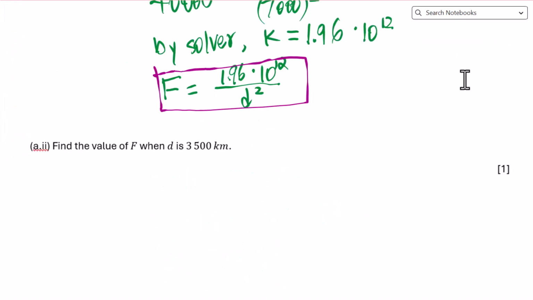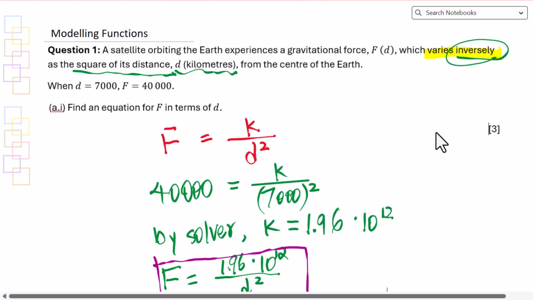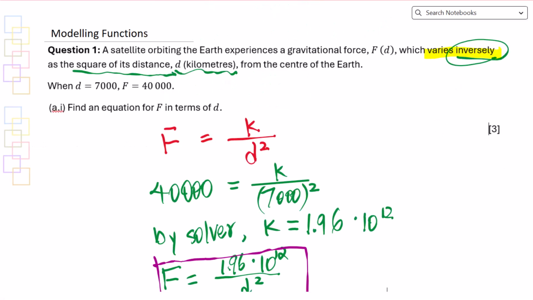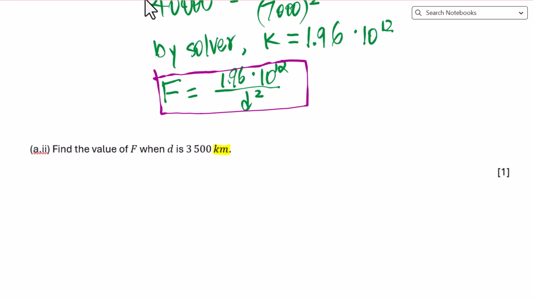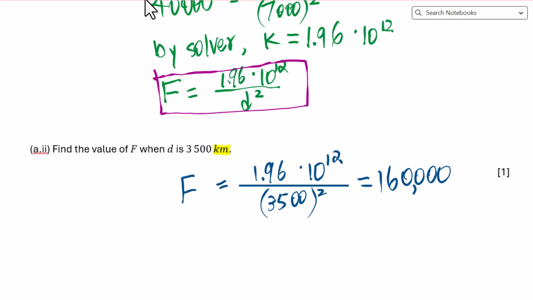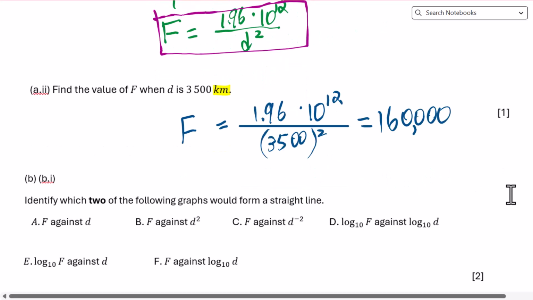Let's go to A2. Find the value of F when d equals 3,500 kilometers. Go back, check the unit, kilometers. So we just need to plug in d equals 3,500. F equals 160,000. Let's go to B1.